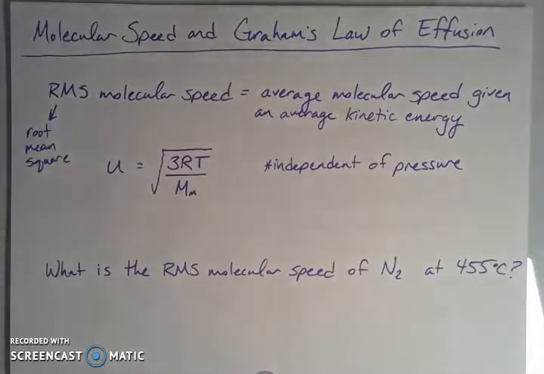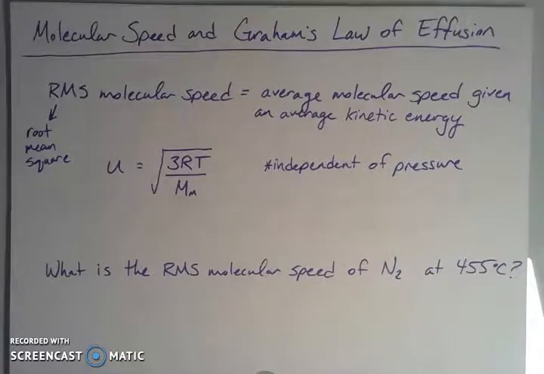Root mean square molecular speed. What that really means is that we're taking the average molecular speed given an average kinetic energy, which sounds like we're making a lot of assumptions, and we kind of are. I mean, we can't have a little stopwatch and a meter stick and a little atomic nanometer stick to look at the rate at which individual molecules are moving. So we have to think about them in terms of an average kinetic energy.